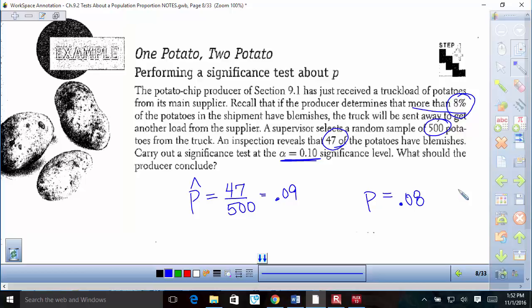Now, how do you check a truckload of potatoes? I don't know. How do you simple random sample check a truckload of potatoes? Put in a hat. Mixed well. An 18-wheeler size truck of potatoes. I don't know. We're not even going to go into the logistics of this, but somehow they took a simple random sample of potatoes.